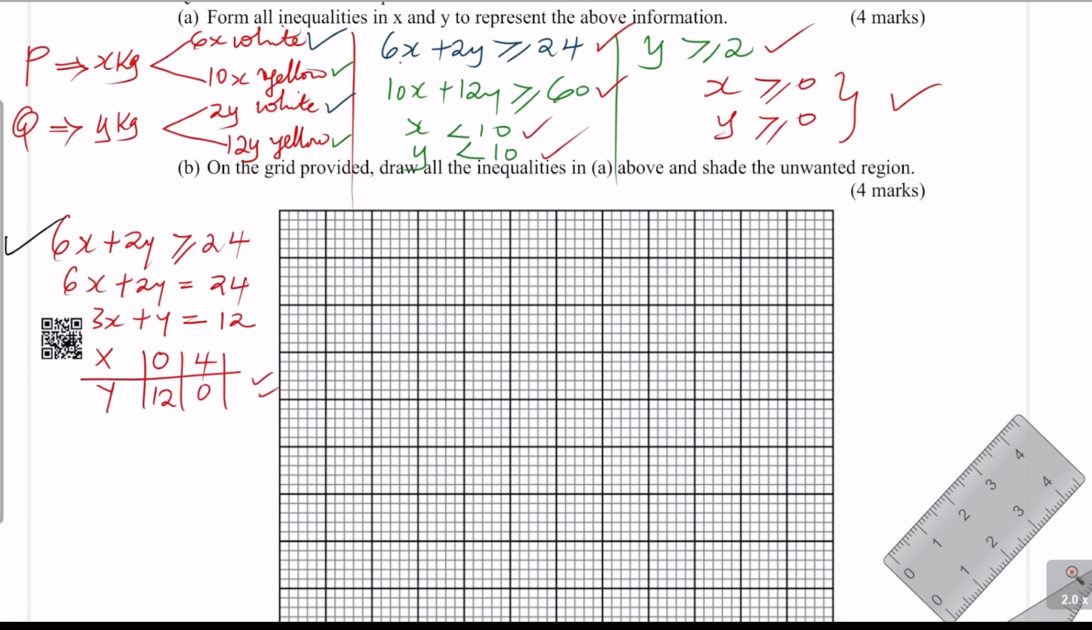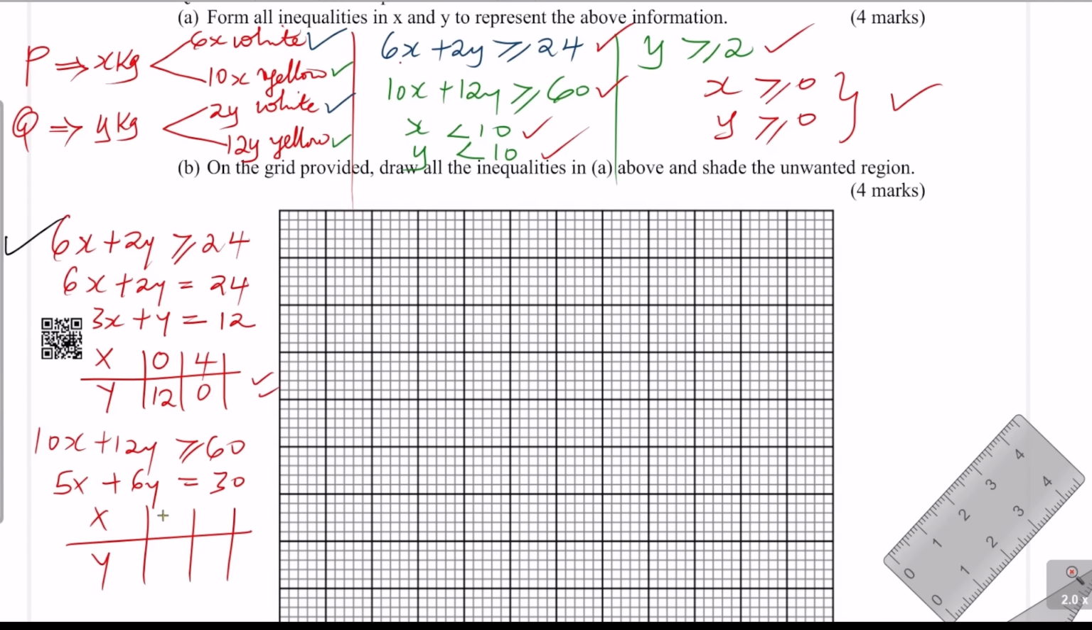Then you go to the next one. The next one is 10x plus 12y is greater than or equal to 60. Again, we can simplify this by dividing everything by 2. Divide by 2, this will get 5x plus 6y is equal to 30. So we draw this line. Just get at least 2 points to do that.